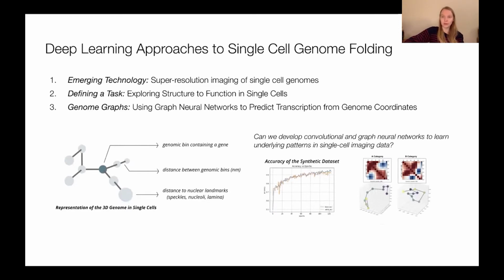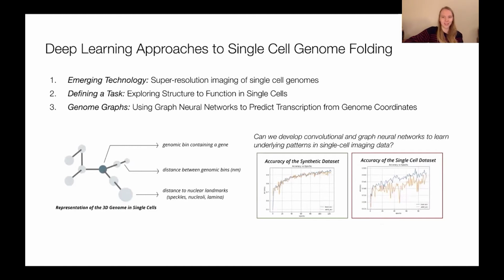If we are to divide our data set into cells where the genome is highly compact versus cells where the genome is open, our graph neural network is able to easily distinguish between the two cases. We received around 95% accuracy on the validation data set. But if we actually try to predict transcription, we do much worse, and we get only around 60% accuracy on the validation data set.